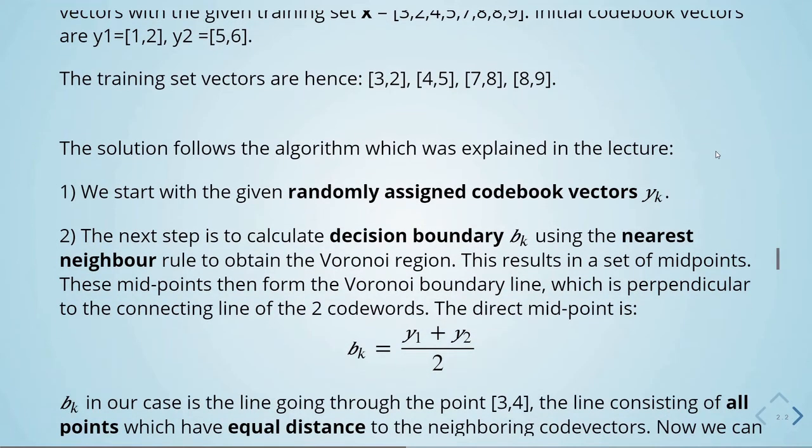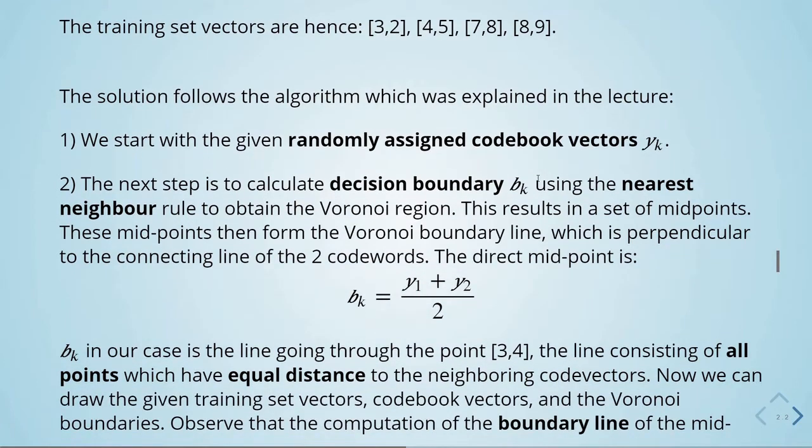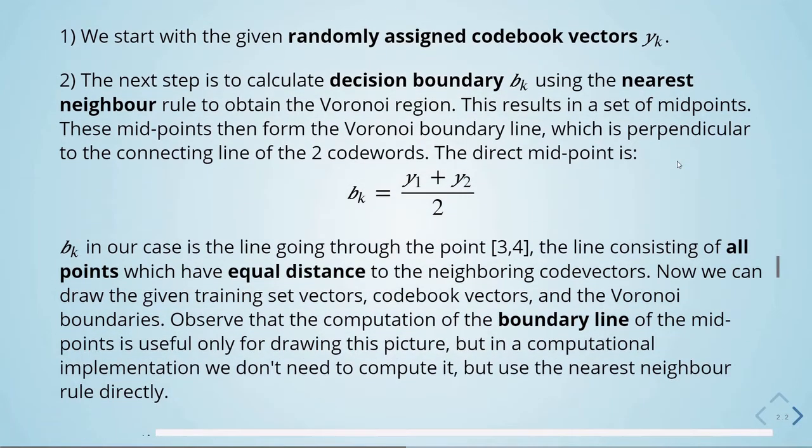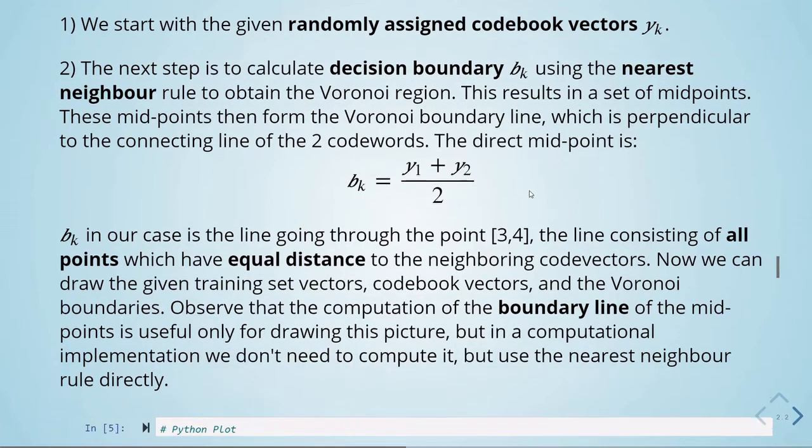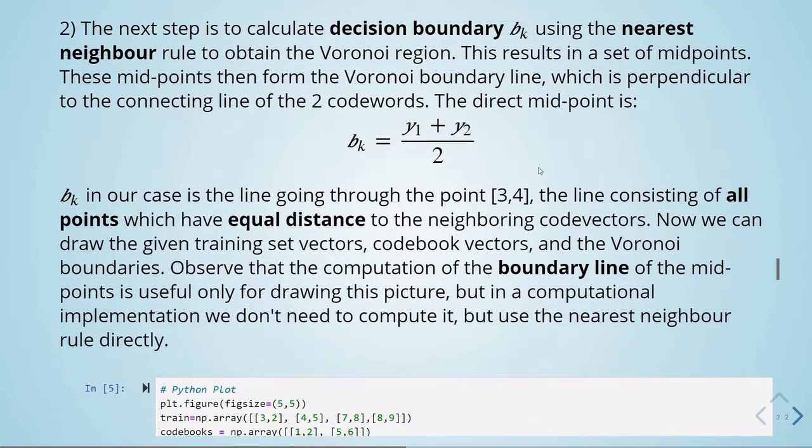We start with the given randomly assigned codebook vectors y_k. The next step, we calculate the decision boundary b_k using the nearest neighbor rule to obtain the Voronoi region. So this results in a set of midpoints. And these midpoints form the Voronoi boundary line, which is perpendicular to the connecting line of two code words. So here is the direct midpoint b_k. So b_k in our case is the line going through the point 3 and 4. And the line consists of all points which have equal distance to the neighboring code vectors.